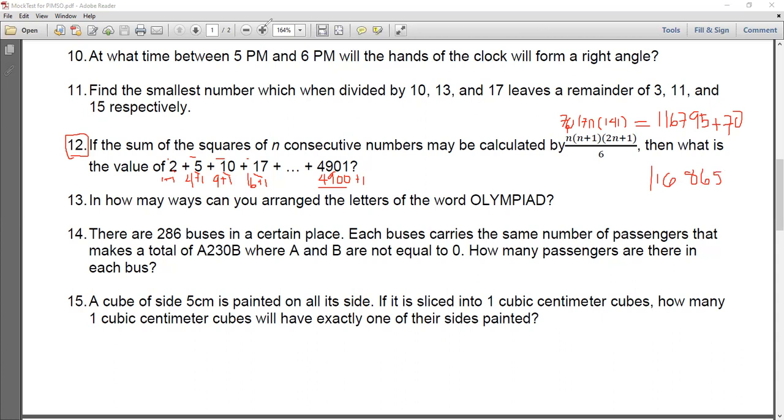Okay, so clear the drawings. Number 13, how many ways can you reach the word Olympiad? Wait, start off. Can you bring back one? Okay.